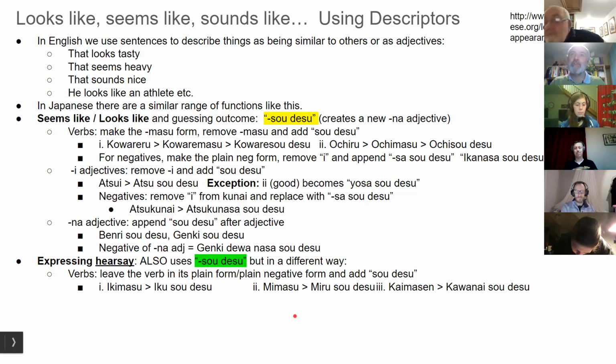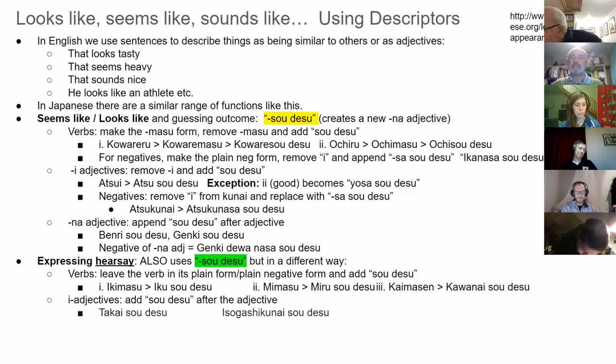For i adjectives, we say the entire adjective and put "sou desu" at the end. So takai would become takai sou desu. Isogashii would become isogashii sou desu. And again, if you want to make the negative, you state the entire negative: isogashikunai sou desu. So this time we're not breaking into the middle of the sentence or into any verbs. We're just saying the entire thing in the plain form and then putting "sou desu" at the end.